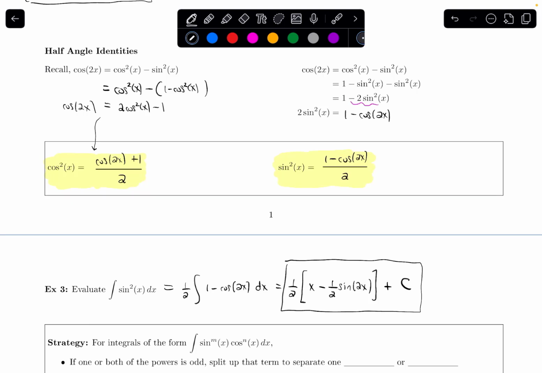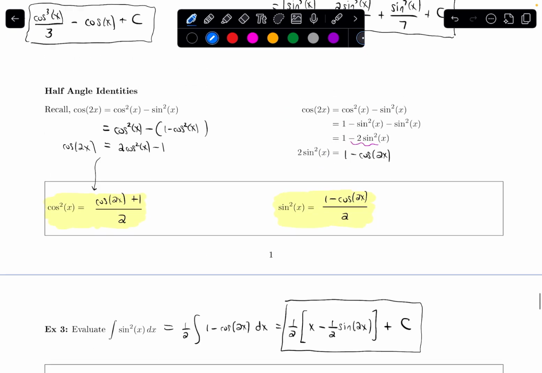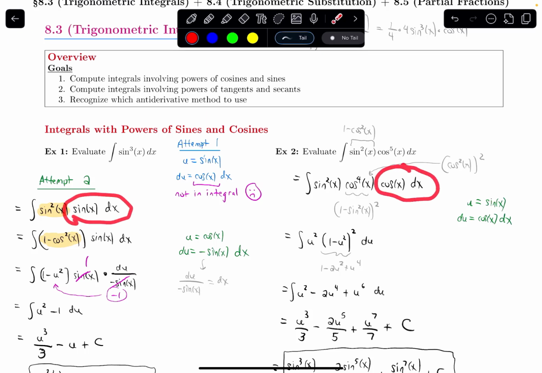Just to recap, what are some of the strategies that we've seen in this video? When we have integrals that combine powers of sine and powers of cosine, if one or both of these powers is odd, then split up that odd power term so that I can separate either one sine of x by itself or one cosine x by itself. We saw this in the first two examples. In the first one, I was able to separate just one sine x by itself, and in the other one, I could separate just one cosine x by itself. I can do that really nicely when I have an odd power term.